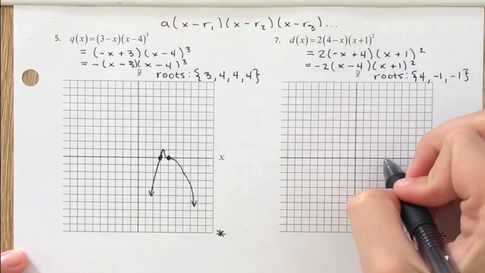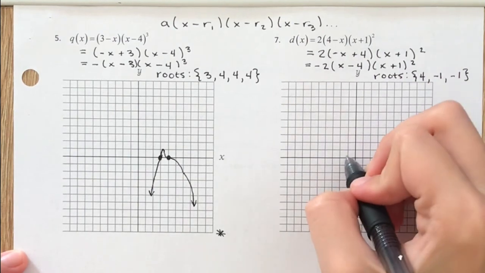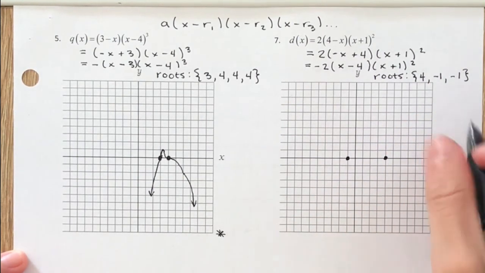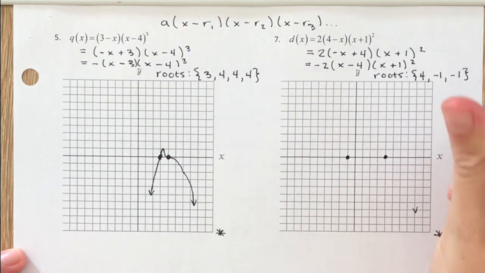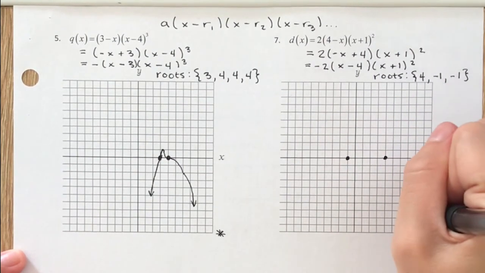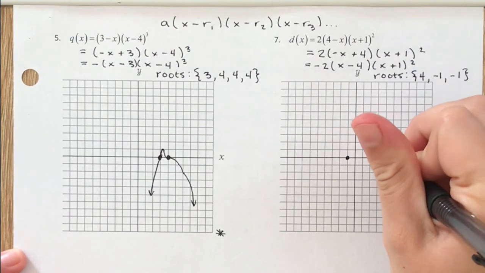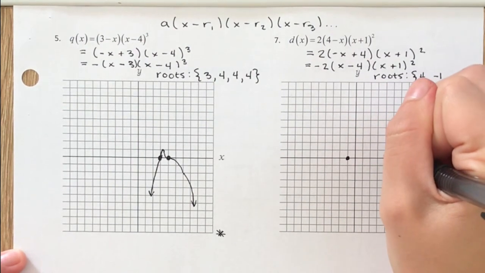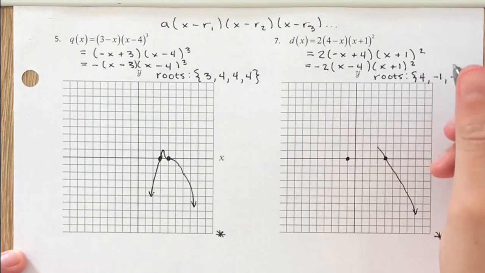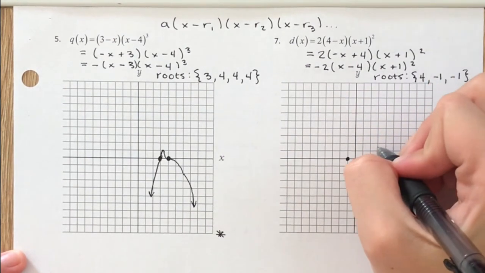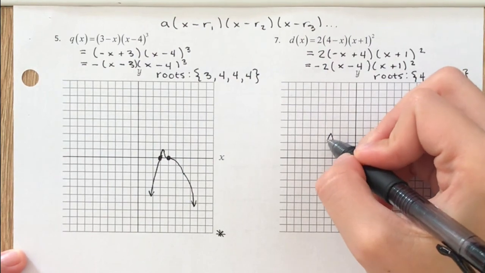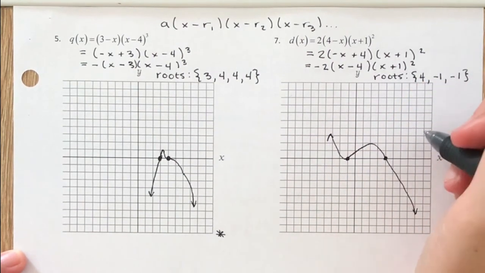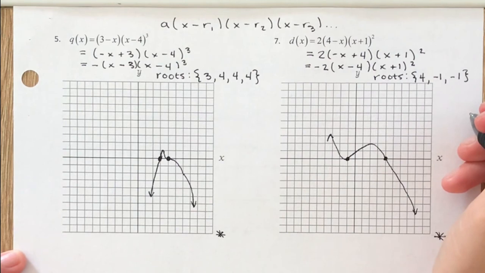So let's graph those roots. We have +4, -1. We're going to end up down here, so let's go ahead and graph that. At positive 4, we just pass straight through. And then at negative 1, we have a multiplicity of 2. So we bounce back off, right? We have that parabola shape at that point.